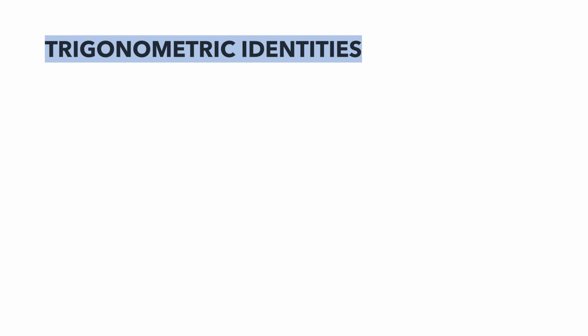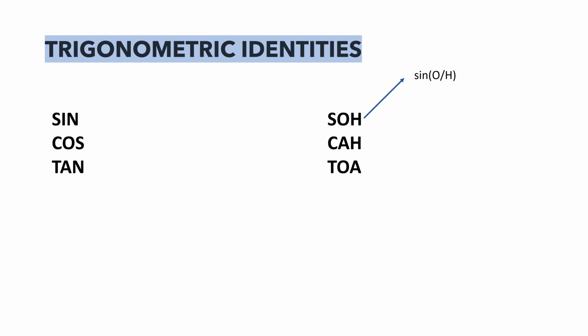before starting to answer the question, we need to know what trigonometric identities are. Well, trigonometric identities are sine, cos, and tan, or I would like you to remember them as SOH, CAH, TOA, where SO stands for sine, opposite divided by hypotenuse, and CAH stands for cos, adjacent divided by hypotenuse, and TOA stands for tan, opposite divided by adjacent.